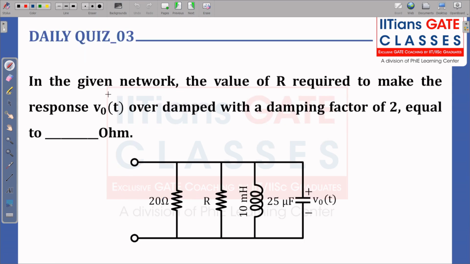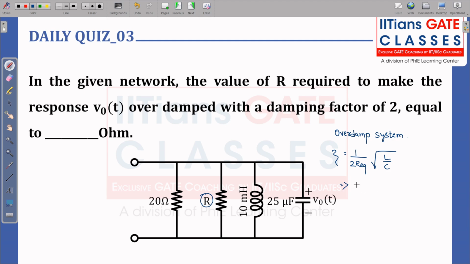The next question: in the given network, find the value of R required to make the response V naught of t overdamped with a damping factor of 2. So with damping factor 2, we need to find what the value of this R will be. For a second order overdamped system, zeta is equal to 1 by 2 R equivalent times the square root of L by C. R equivalent means the combination of this 20 and R.